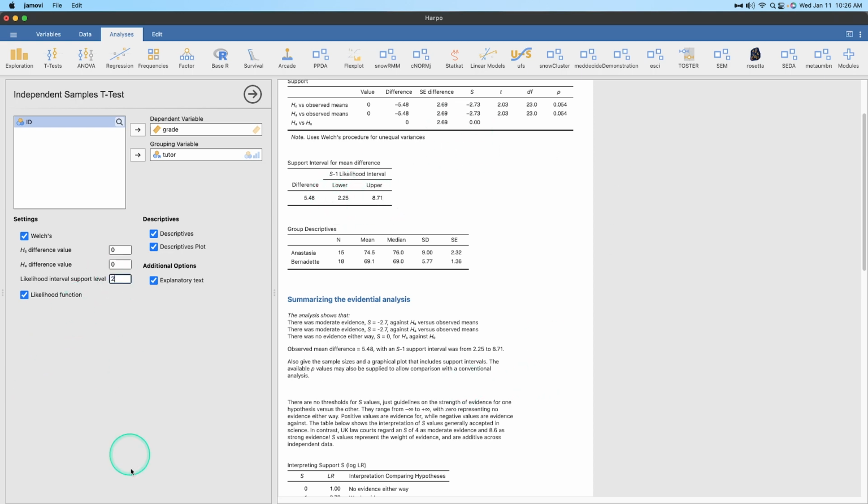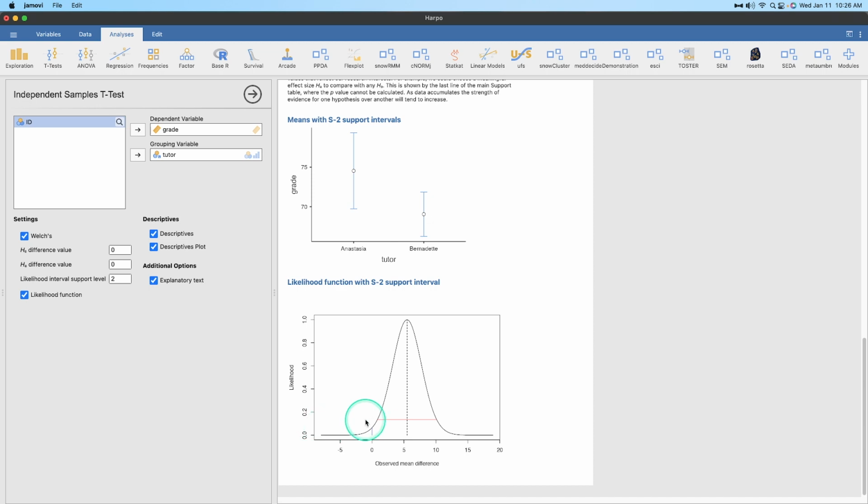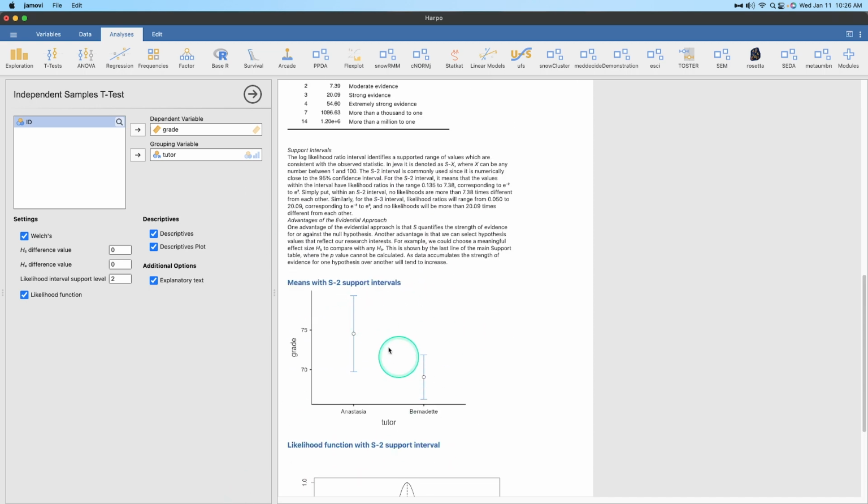All right, so let's change that back to 2, right? And you can see if we go back down here, this is like 0.1, so to speak. There's some overlap there with these S-2 intervals, or confidence intervals. Okay, so let's change this.